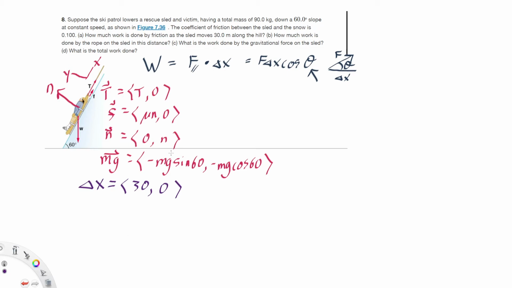Okay. So with that said, now we can start computing the work done by these various forces. Since the displacement is all in the x direction, only the x component of these forces is going to count for doing work. Oh, actually, hold on. We actually need to calculate how much normal force there is, and then we'll be ready to move on.